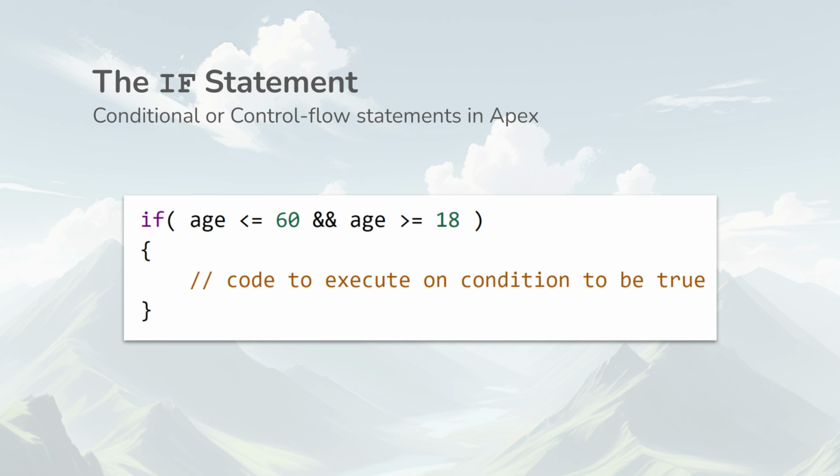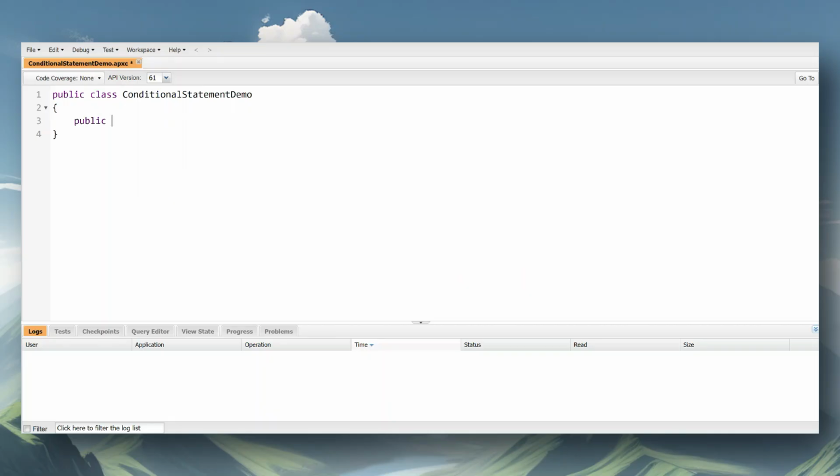And if there are multiple conditions, those can be evaluated together using the logical operators to produce the result in either true or false. The block of code that resides inside the curly braces, that is the left side brace and the right side brace, gets executed only if the evaluation of all the conditions in the if statement is true. If the evaluation comes as false, then the code will not get executed. Let's try to understand this with an example.